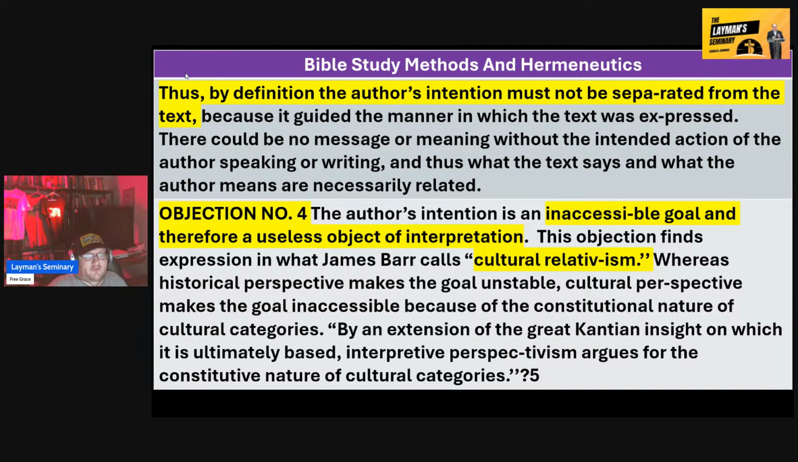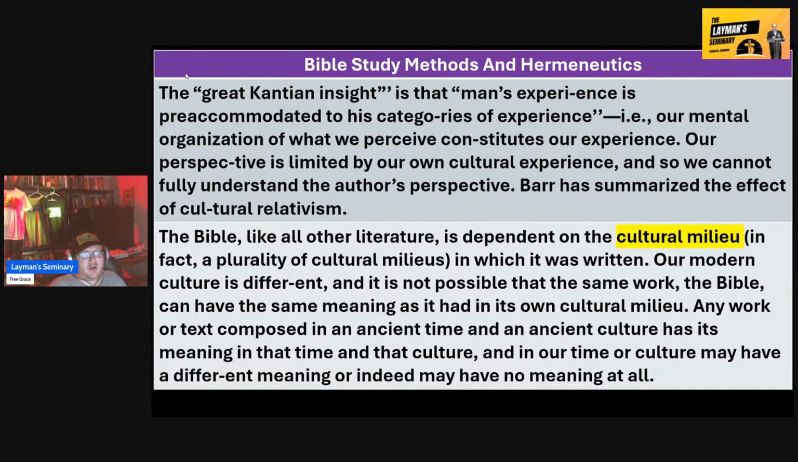Objection number 4. The author's intention is an inaccessible goal and therefore a useless object of interpretation. This objection finds expression in what James Barr calls cultural relativism. Yeah, this is still around. Whereas historical perspective makes the goal unstable, cultural perspective makes the goal inaccessible because of the constitutive nature of cultural categories. By an extension of the great Kantian insight on which it is ultimately based, interpretive perspectivism argues for the constitutive nature of cultural categories. The great Kantian insight is that man's experience is pre-accommodated to his categories of experience, i.e., our mental organization of what we perceive constitutes our experience. Our perspective is limited by our own cultural experience, and so we cannot fully understand the author's perspective.